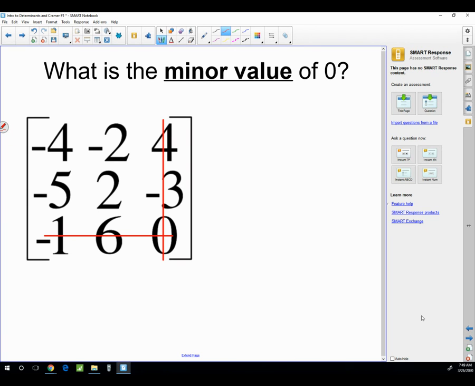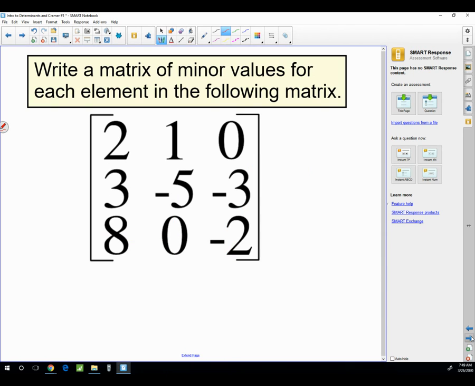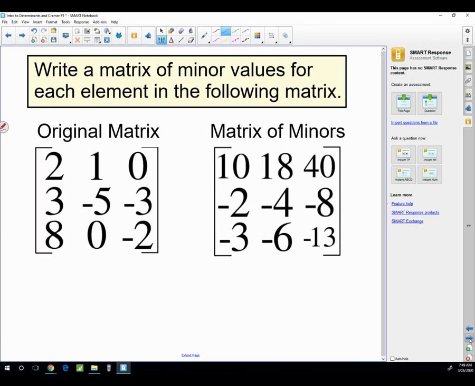All right, I didn't do this one at the bottom, so the determinant would be -4, -2, -5, 2. That product is -8 minus that product is 10. Looks like -18 is the minor value. So we can build. So again, if you want to pause the video and see if you can write a matrix of minor values for each element in the following matrix. Okay, I'm going to go ahead and jump to that.